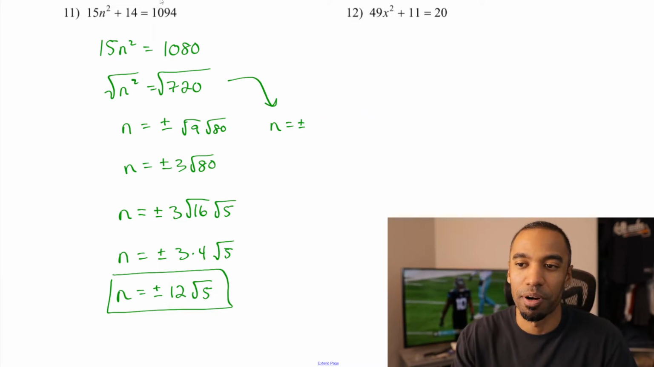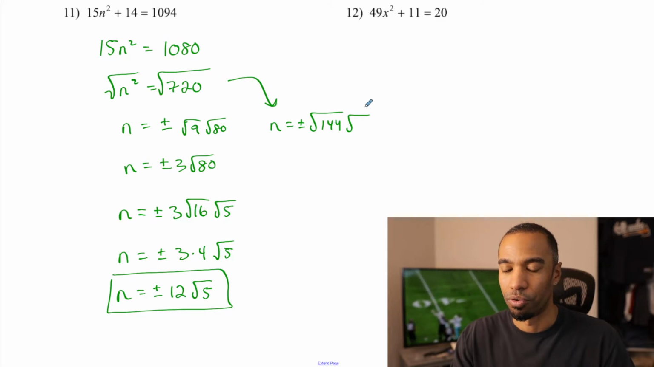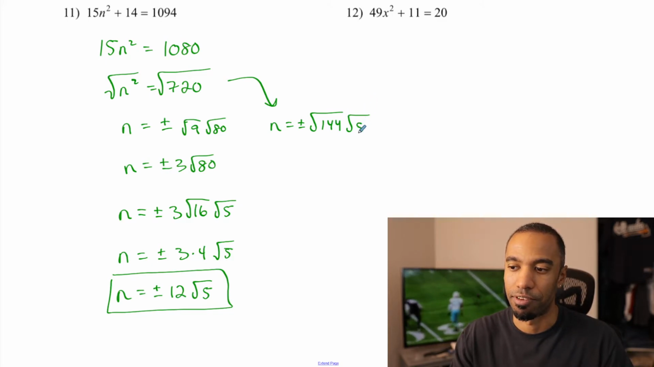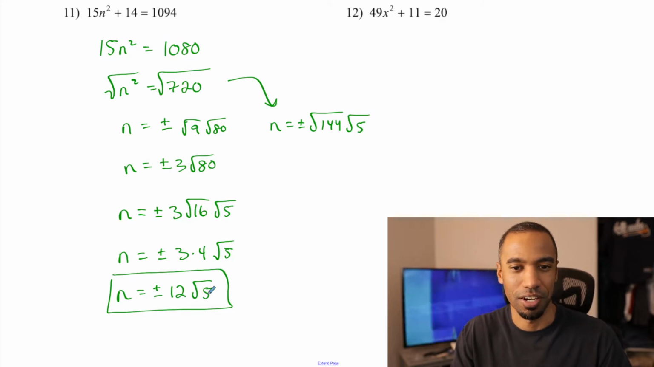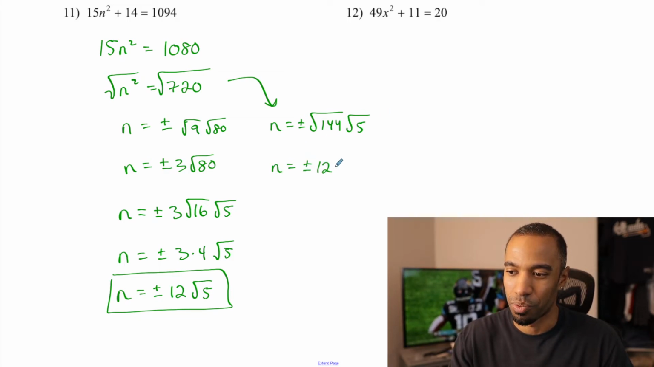You can try large perfect squares. And yeah, you can do 144, and 144 times 5 is... So I keep forgetting this is here. Of course, the 5. So the square root of 144 is 12. So you go plus or minus 12 root 5.